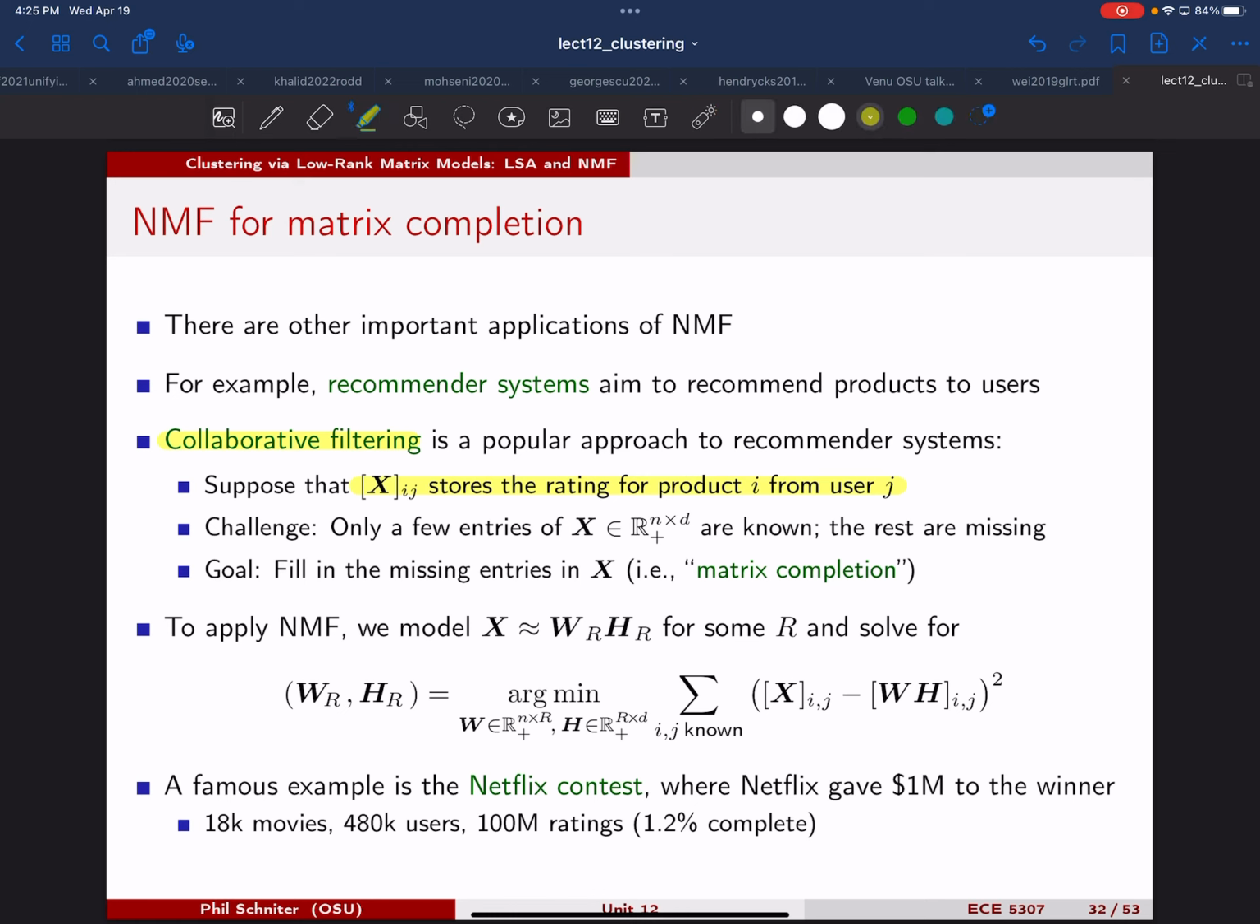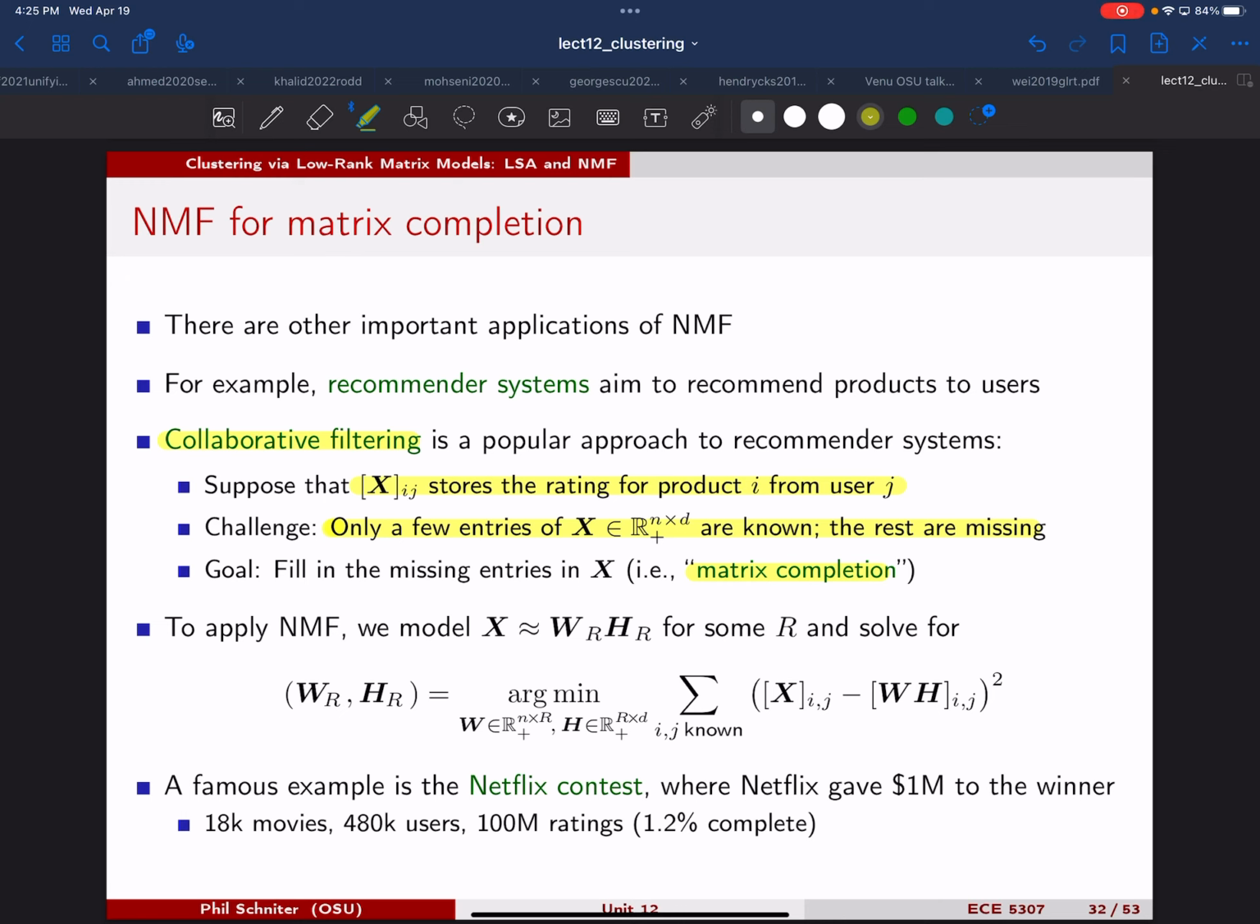The point is that this matrix is incomplete. Only a few entries are known, the rest are missing. Filling in the missing entries is a task called matrix completion.